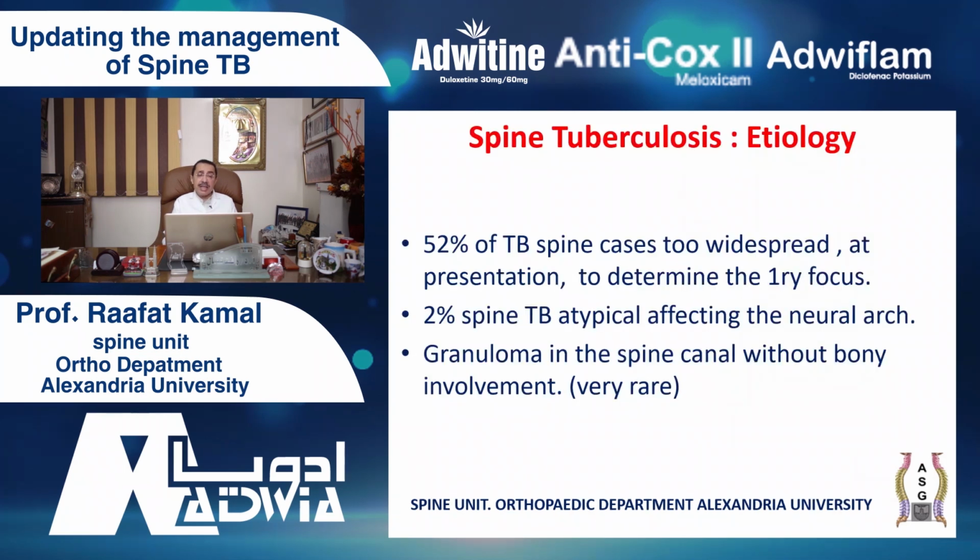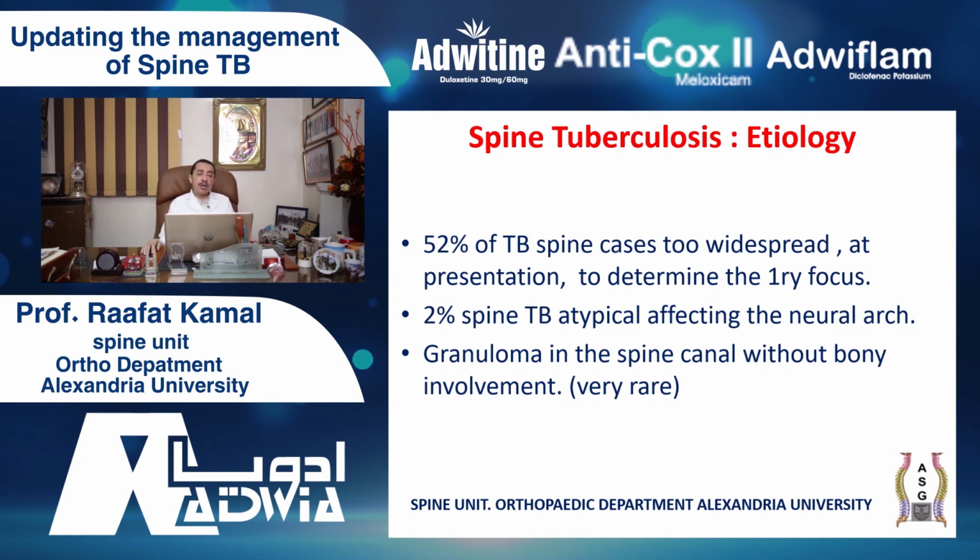But actually the statistics will tell us something very different, which is that 52% of the tuberculous patients of the spine tuberculosis, by presentation or at the time of presentation, the tuberculosis is too spread in the spine that it is very difficult to determine whether the primary focus is peridiscal or central, or it is anterior or subperiosteal.